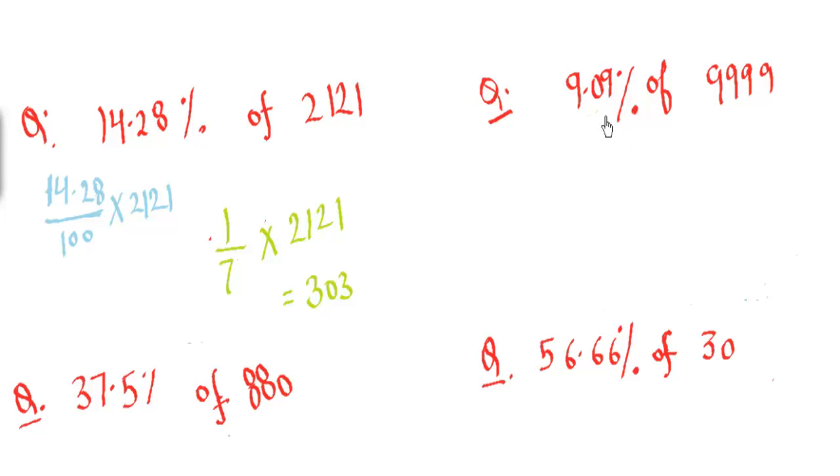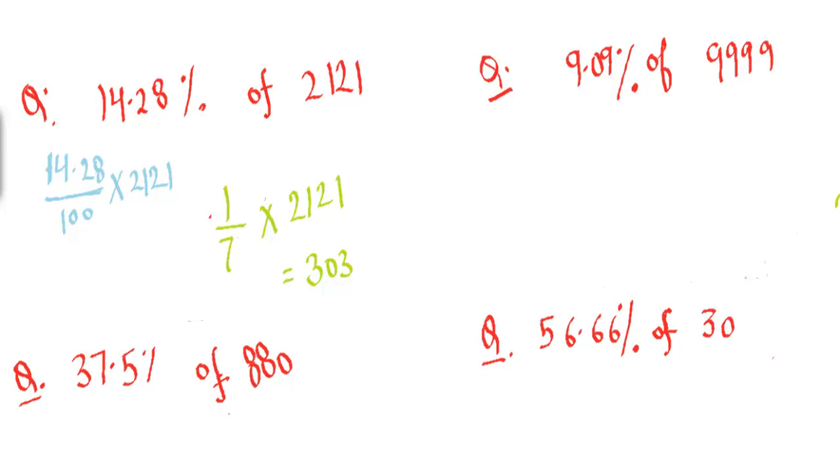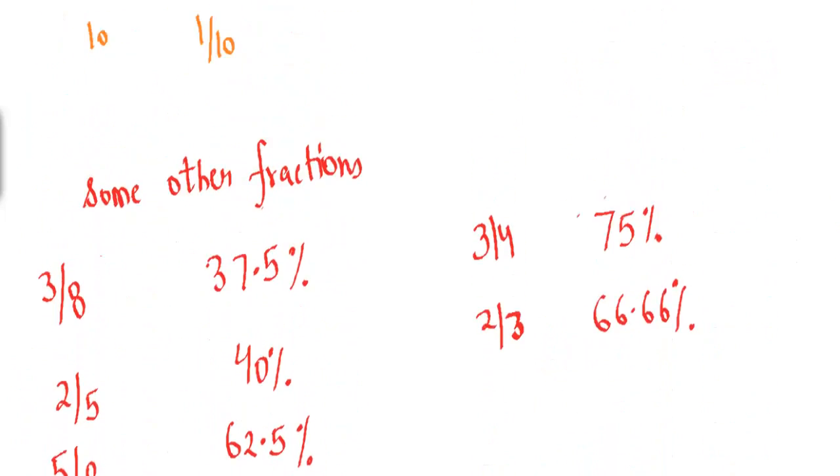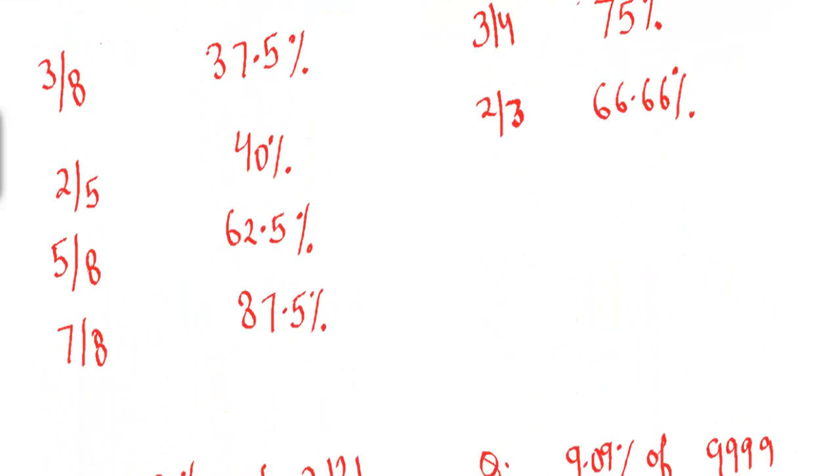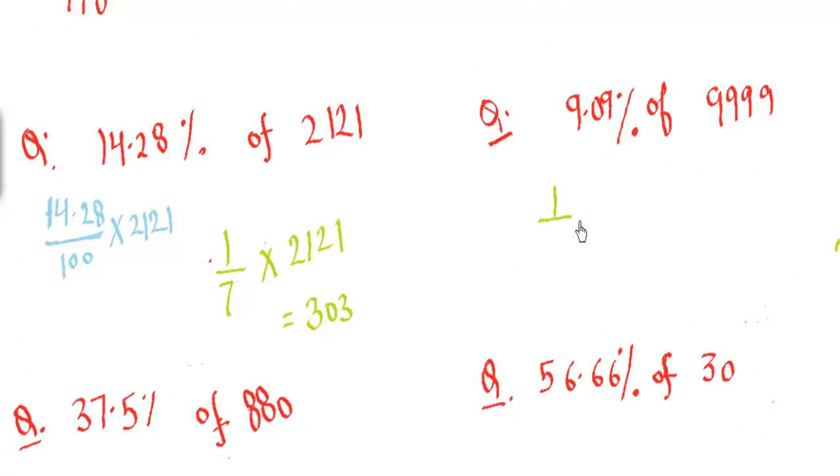Similarly, what is 9.09% of 9999? Mechanically it will be very difficult. Here we have to multiply 9.09 with 9999. That's a very lengthy calculation, but with the help of fractions I know that 9.09% is equal to the fraction 1 by 11. So I can simply multiply 1 by 11 into 9999, and this will give me 909. So it's very quick.